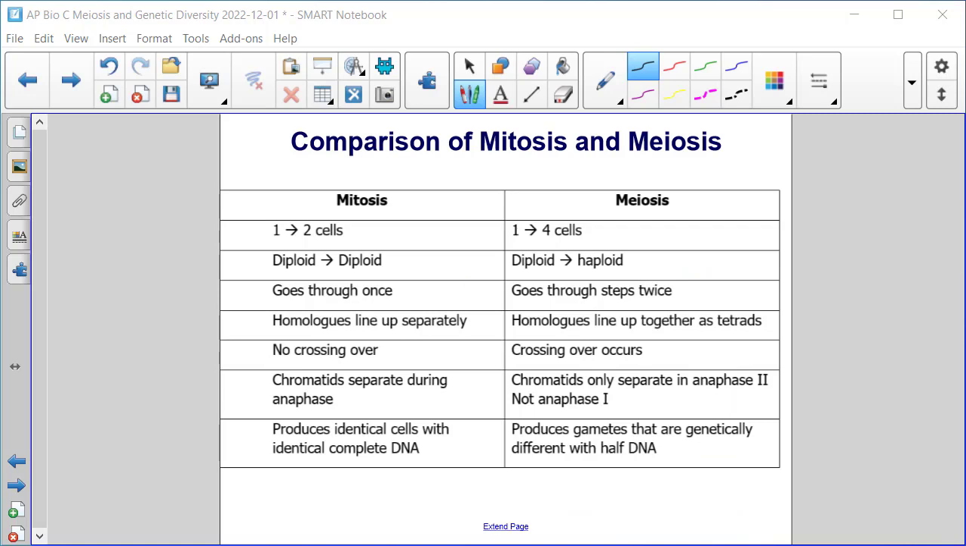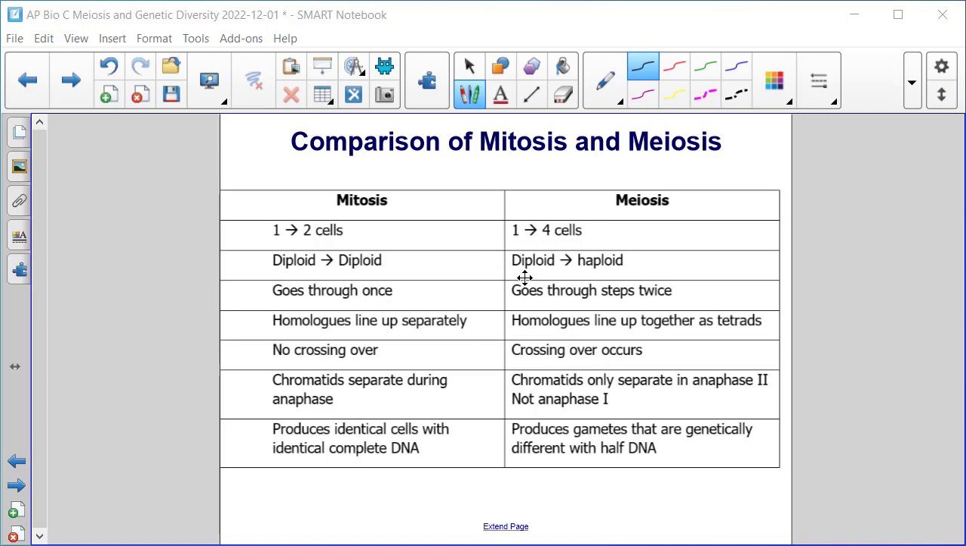Comparison of mitosis and meiosis. Mitosis starts with one cell and ends with two. It starts diploid and ends diploid. The process of mitosis goes through once. The homologs line up separately. There's no crossing over. The chromatids separate during anaphase, and it produces identical cells with identical complete DNA.